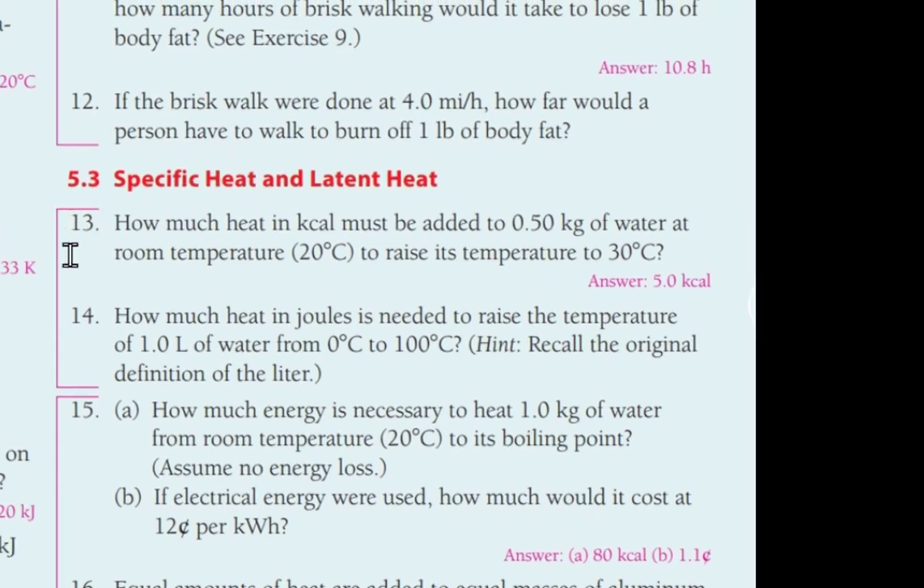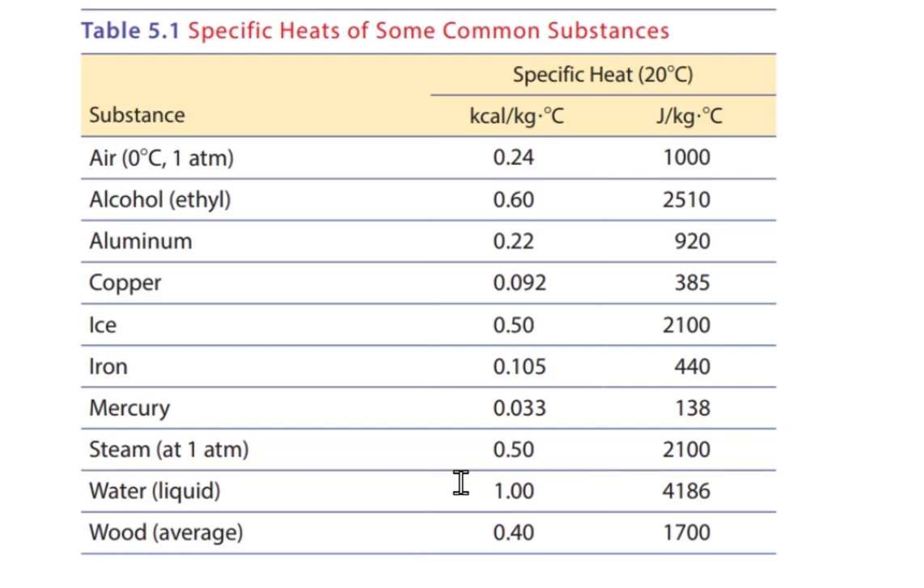Exercise 13. How much heat in kilocalories must be added to 0.5 kilograms of water at room temperature, 20 Celsius, to raise its temperature to 30 Celsius? So here I am on page 117, and I'm going to look up the specific heat for water. I can either choose it in kilocalories, or I can choose it in joules. Now that we're getting more towards chemistry, and the problem specifically said that they wanted the answer in kilocalories, we're going to choose the first column here. So the specific heat of water is 1 kilocalorie per kilogram per degree Celsius.